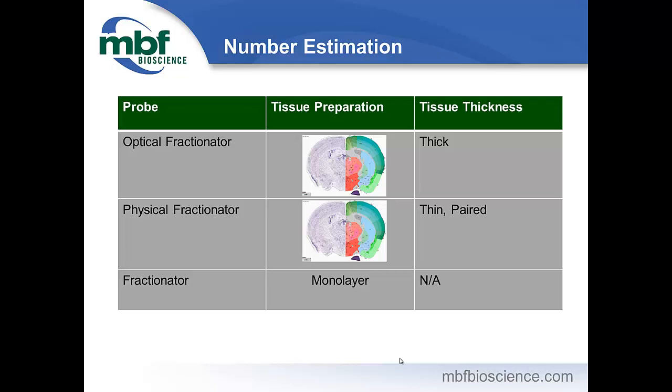If you are working in a monolayer, you can use the fractionator method, and in this case, there is no tissue thickness since the cells are associated in a monolayer. So those are the 3 probes we recommend for estimating numbers of particles.